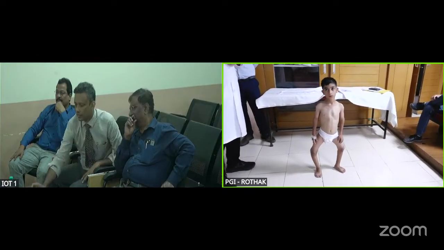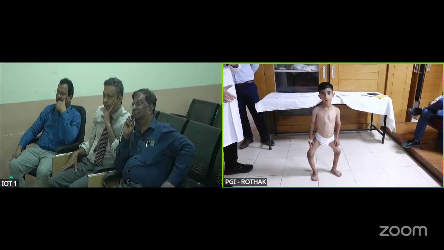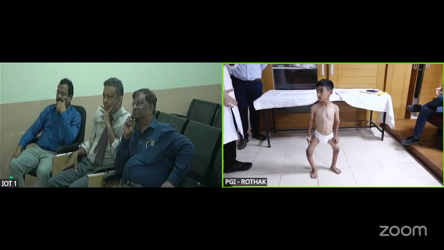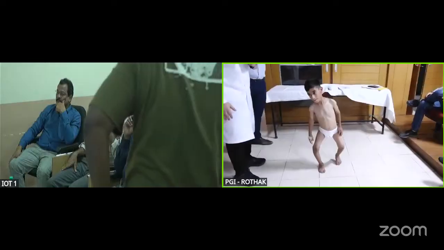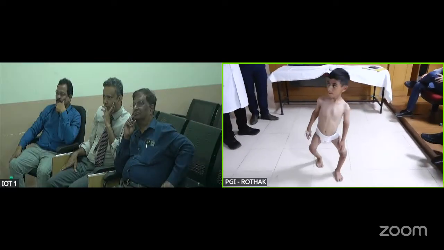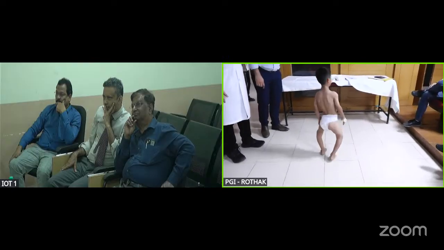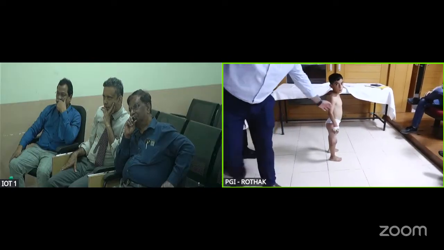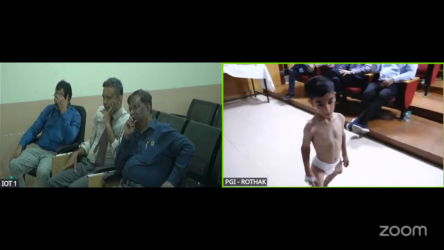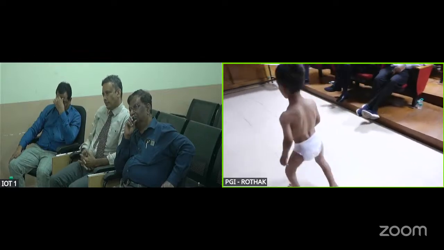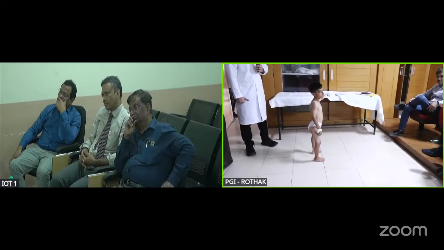Sir, the patient has a waddling gait with bowing of both legs with increased intercondylar distance of the knees. Son, walk once and show. Waddling gait with bowing of legs. What about the base of the gait? Is he walking with a normal base? No, he's walking with a wide base.